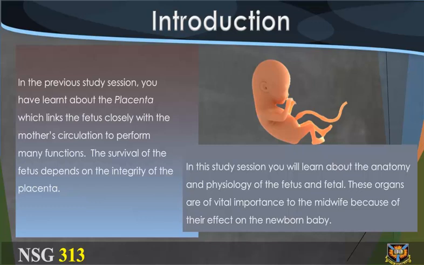Introduction. In the previous study section, you have learnt about the placenta, which links the fetus closely with the mother's circulation to perform many functions. The survival of the fetus depends on the integrity of the placenta. In this study section, you will learn about the anatomy and physiology of the fetus and fetal organs. These organs are of vital importance to the midwife because of their effect on the newborn baby.